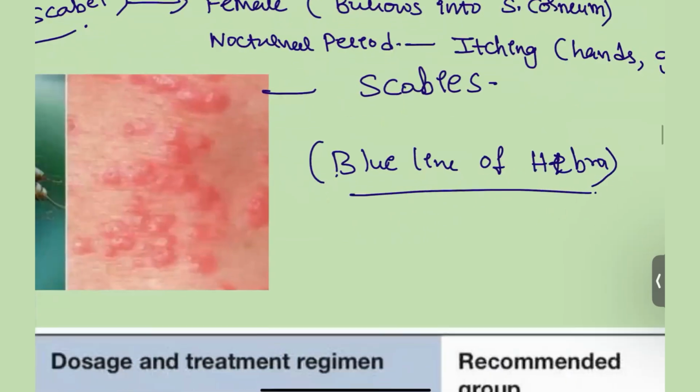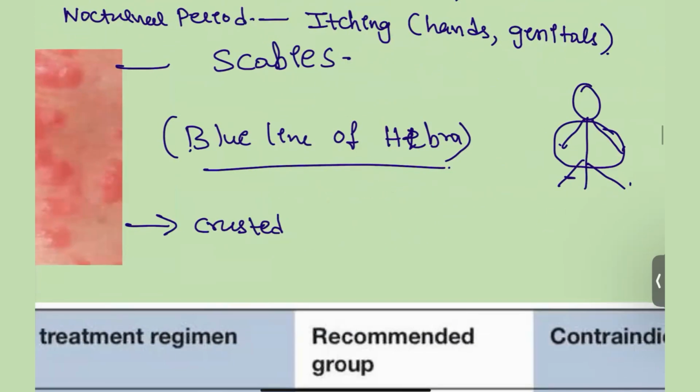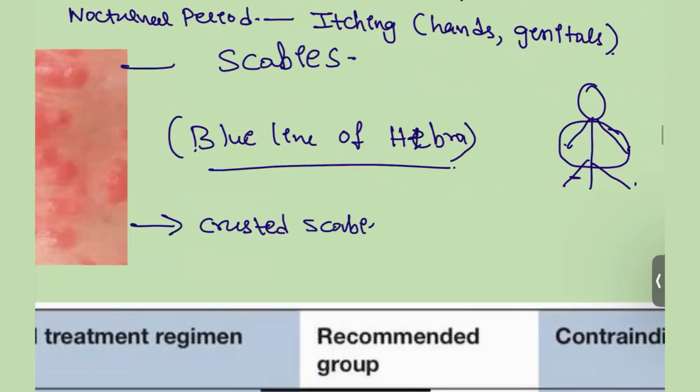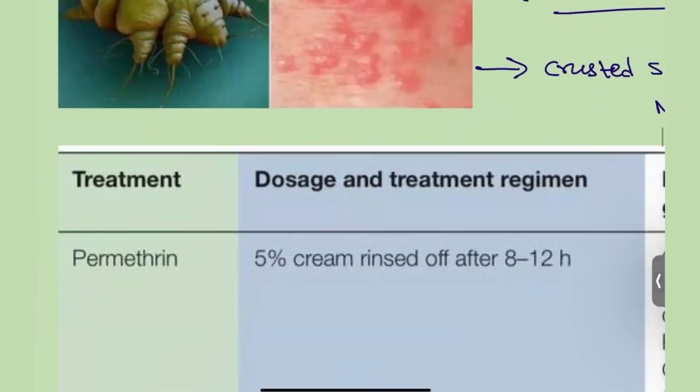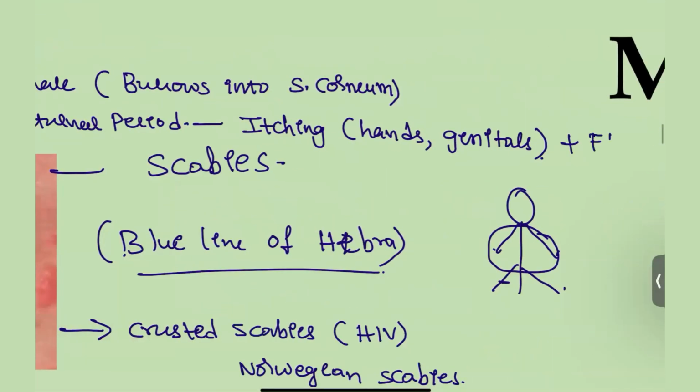And if it is extensive, the crusted type of scabies will be seen, especially in immunocompromised HIV patients, known as Norwegian scabies. Okay, Norwegian scabies. And what is the treatment? Also remember one more thing: the family history will be positive in this patient. One among the others will also have this type of condition.